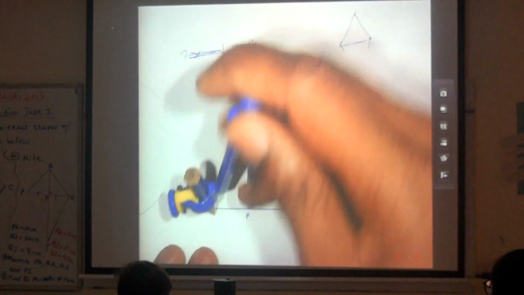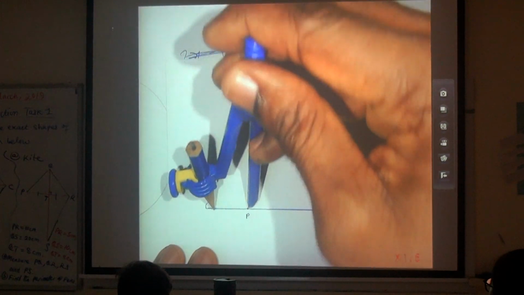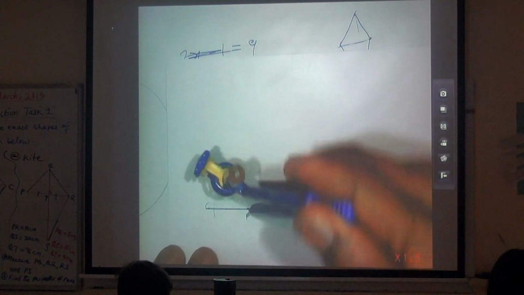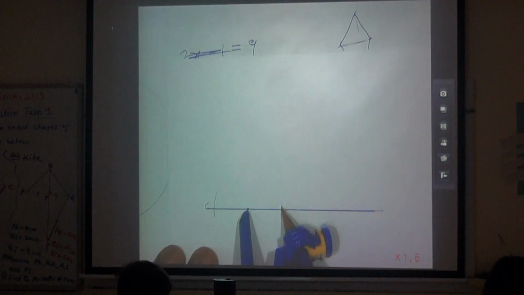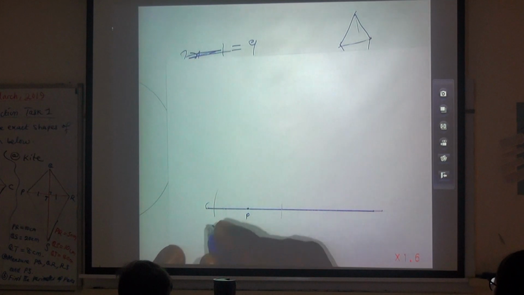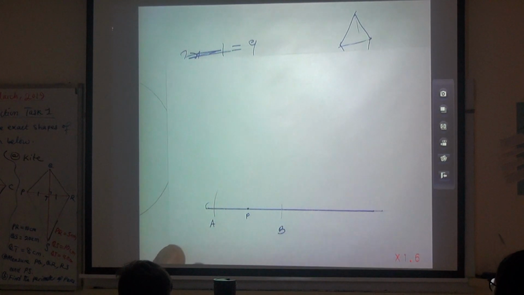One on the left, can you see? One on the left, one on the right. Can you see? 2 arcs, one on the left and one on the right. I've not asked you to start, please just focus, okay? The instruction asks us to label these as point A and B.